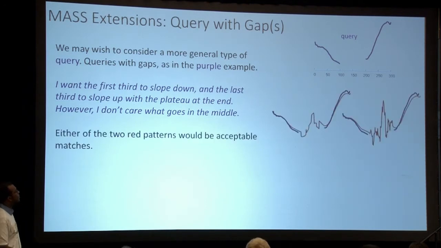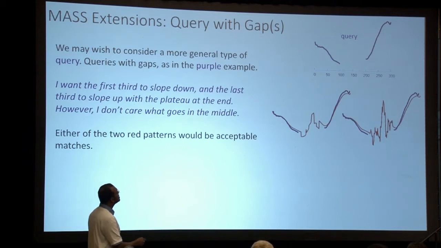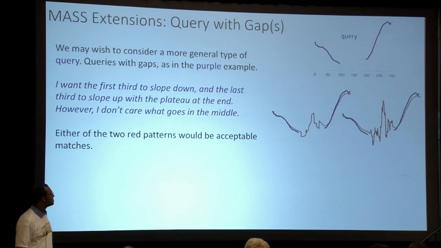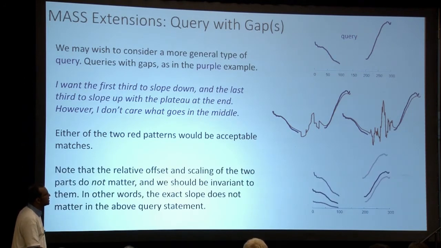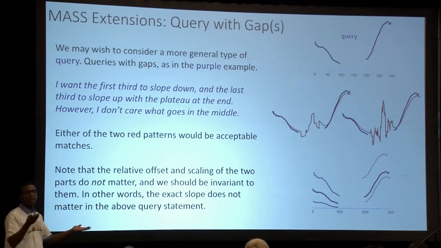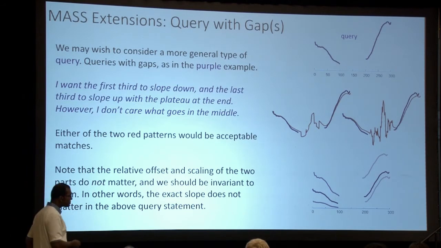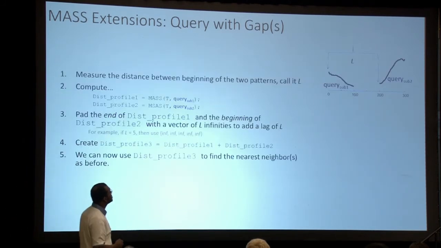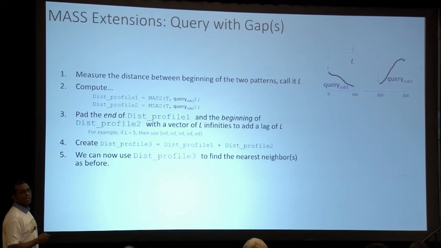Then basically both of these can be a match, right? So you don't care about the middle, and the first and last segment can be anything. Note that they can be anything, meaning that they scale individually, independently. So they can be shifting and scaling in their own way. So if you have such a case, then basically what you'll do is you will take the query, and if the first point and first point here are L points apart, then you'll do this algorithm.